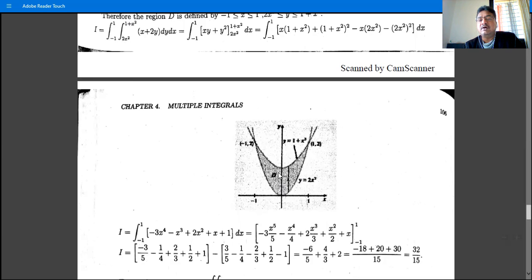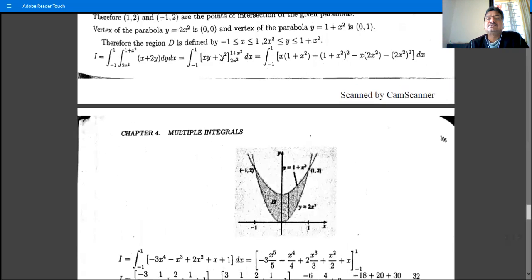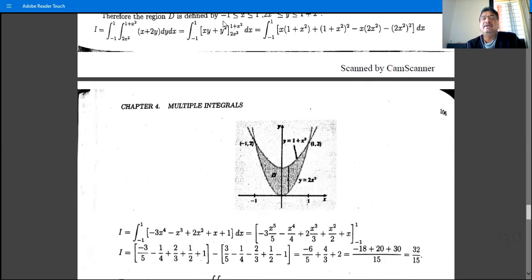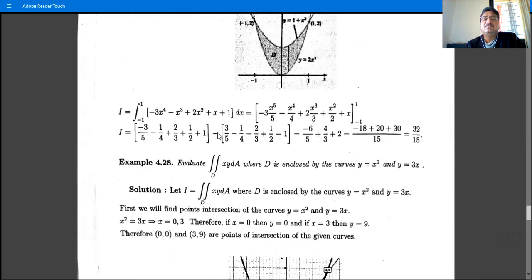And in order to cover this region, we have to move this strip from this point to this point. Minus 1 to 1 is the limit of x. And so after solving this with respect to y first, then with respect to x, we have this answer, 32 by 15.